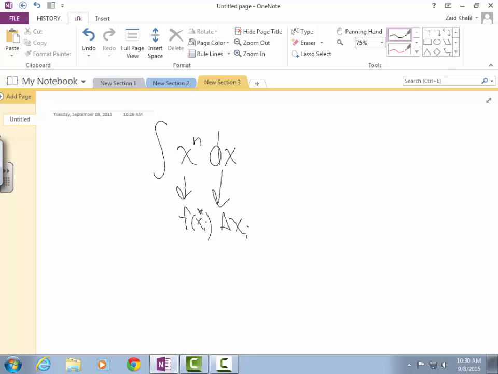So it's important to keep this in mind. Of course, that integral sign is a sum. That's actually why it looks like that. It's supposed to be an S. That's Leibniz notation. So the integral of x to the n dx is? That's right, x to the n plus 1 over n plus 1.